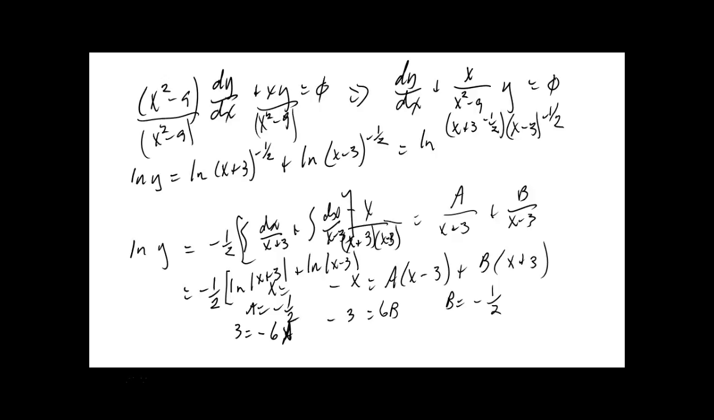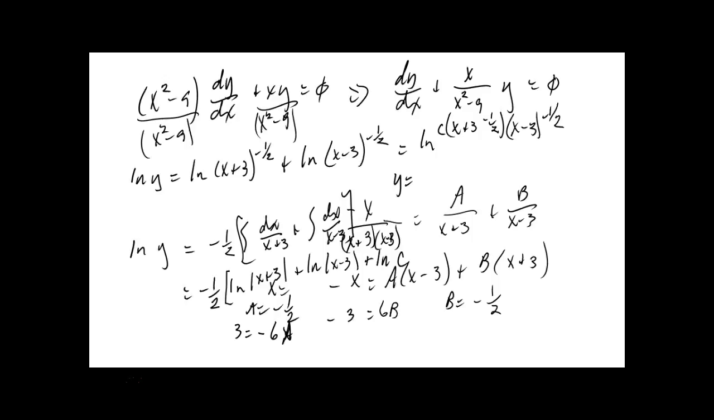Probably right down here, and we would have said plus log of C. Yeah, you can make it anything you want to do. And that way the C gets multiplied by these two. Right. And then when you take e to both sides, you get y is equal to C times 1 over x plus 3 times 1 over x minus 3.